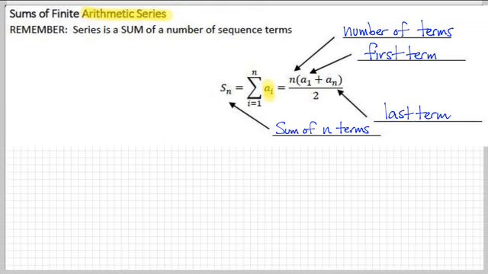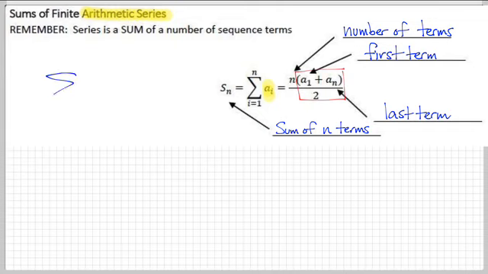So what I like to do, I like to think of it like this. I'm averaging the first and the last terms, and once I find that average, I multiply it by the number of terms that I'm adding up. And this works for any arithmetic sequence, whether I'm starting from the first term or any other term.